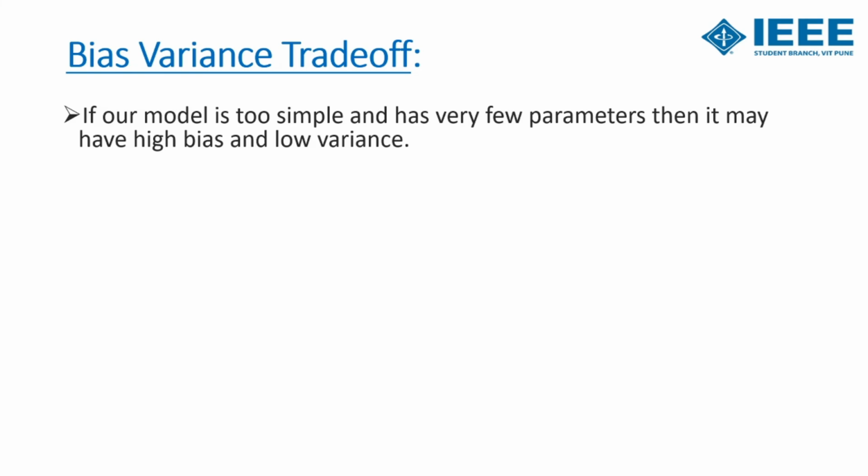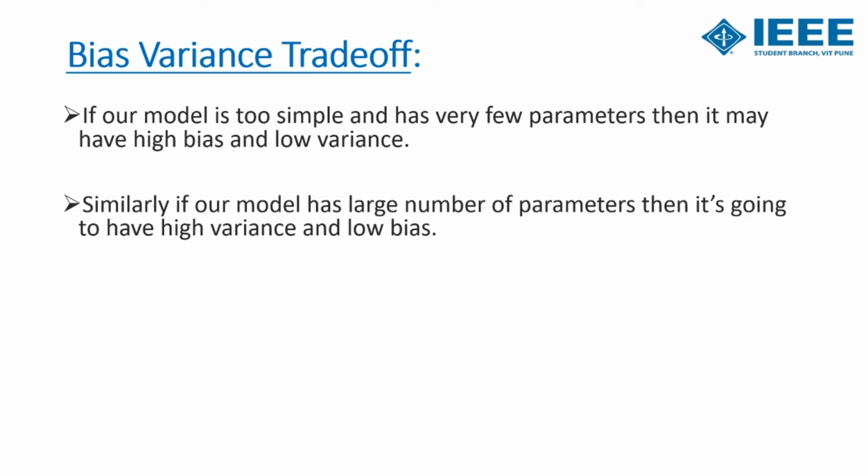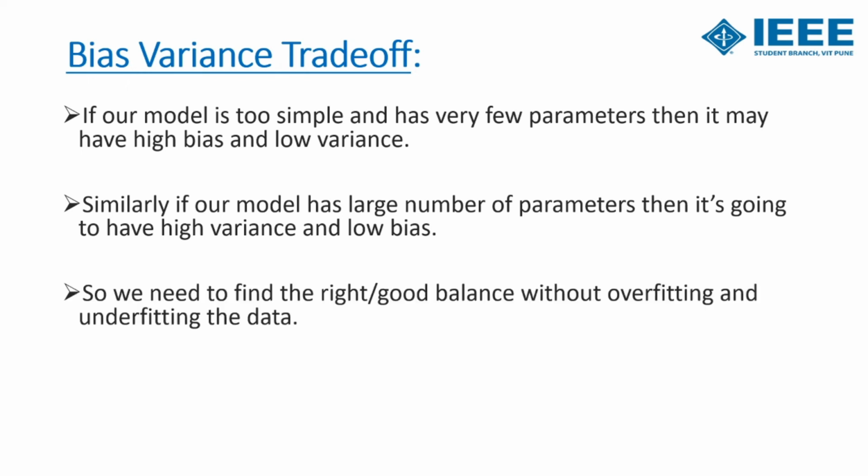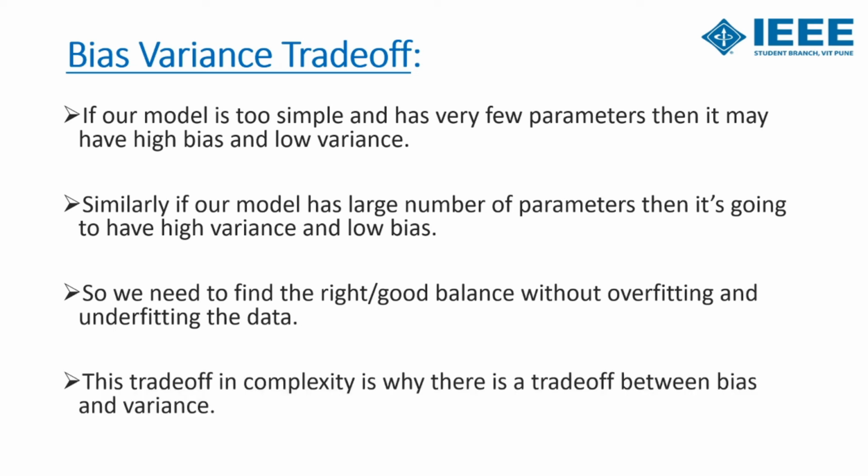If our model is too simple and has very few parameters, then it may have high bias and low variance. Similarly, if our model has a large number of parameters, then it's going to have high variance and low bias. So we need to find the right or good balance without overfitting and underfitting the data. This trade-off in complexity is where there is a trade-off between bias and variance. Hence, to achieve a bias-variance trade-off, we need to reduce high bias and high variance.